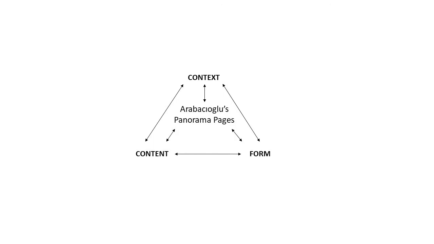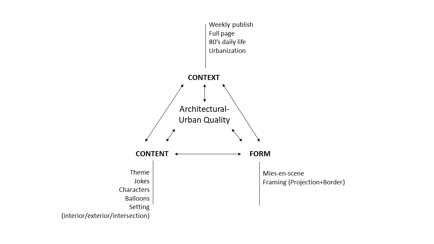Coming back to Lefebvre's trio, the context, the content and the form of each page were dependent on the architectural environment Arabacıoğlu created. The subparameters of the context are weekly publication, full page, 80s daily life and urbanization, as I mentioned before. The subparameters of the content are theme, jokes, characters, balloons and settings. And the subparameters of the form are mise-en-scene and framing, including projection and border. Architectural and urban quality and all subparameters define each other, bidirectionally.